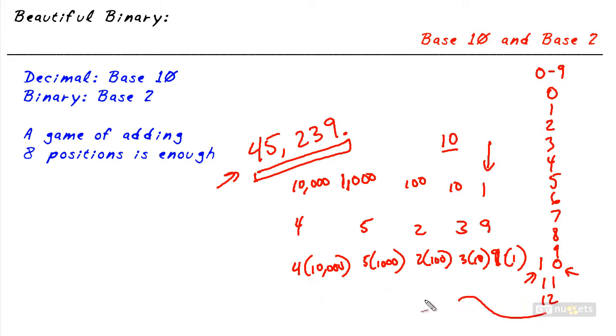And then if we get all the way to, for example, 999 by continuing counting, and we need to go 1 more, we carry the 1 again. And we have 1,000. So that means we have a 1 in the thousands position, and we have 0 100s, 0 10s, and 0 1s.